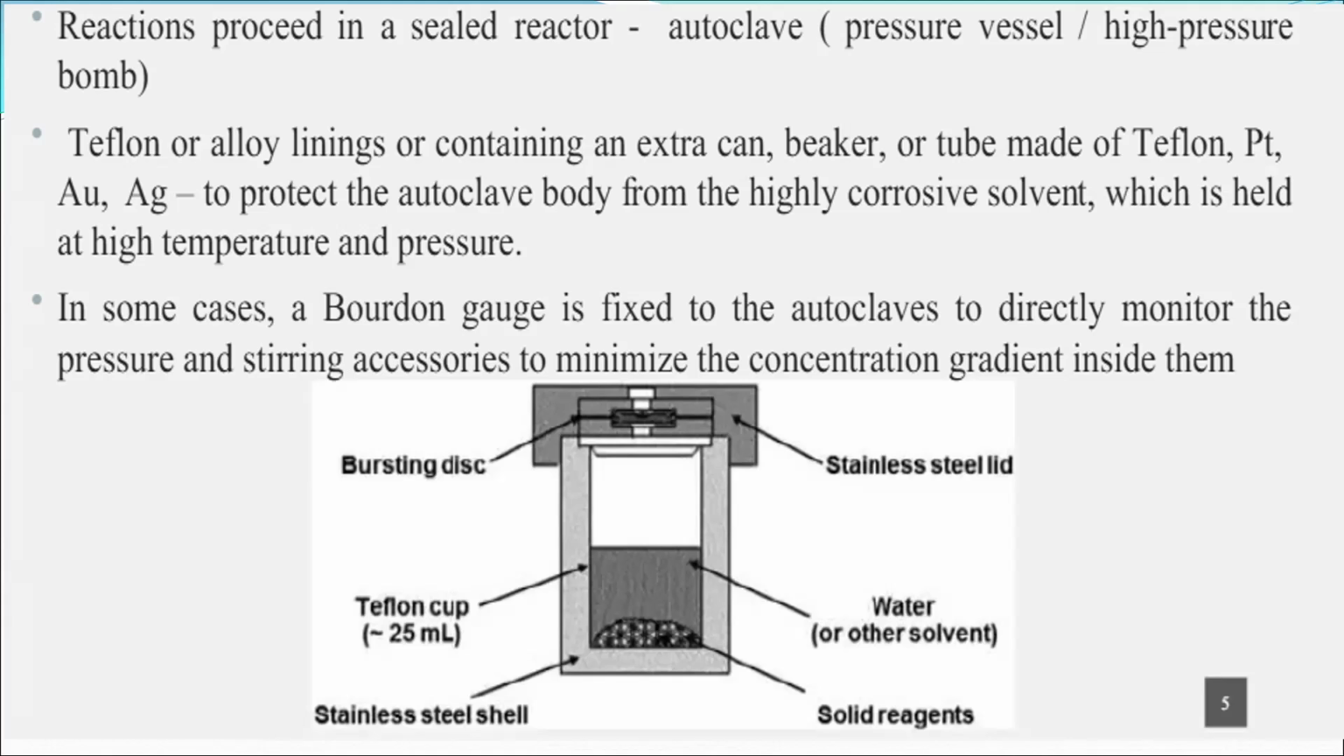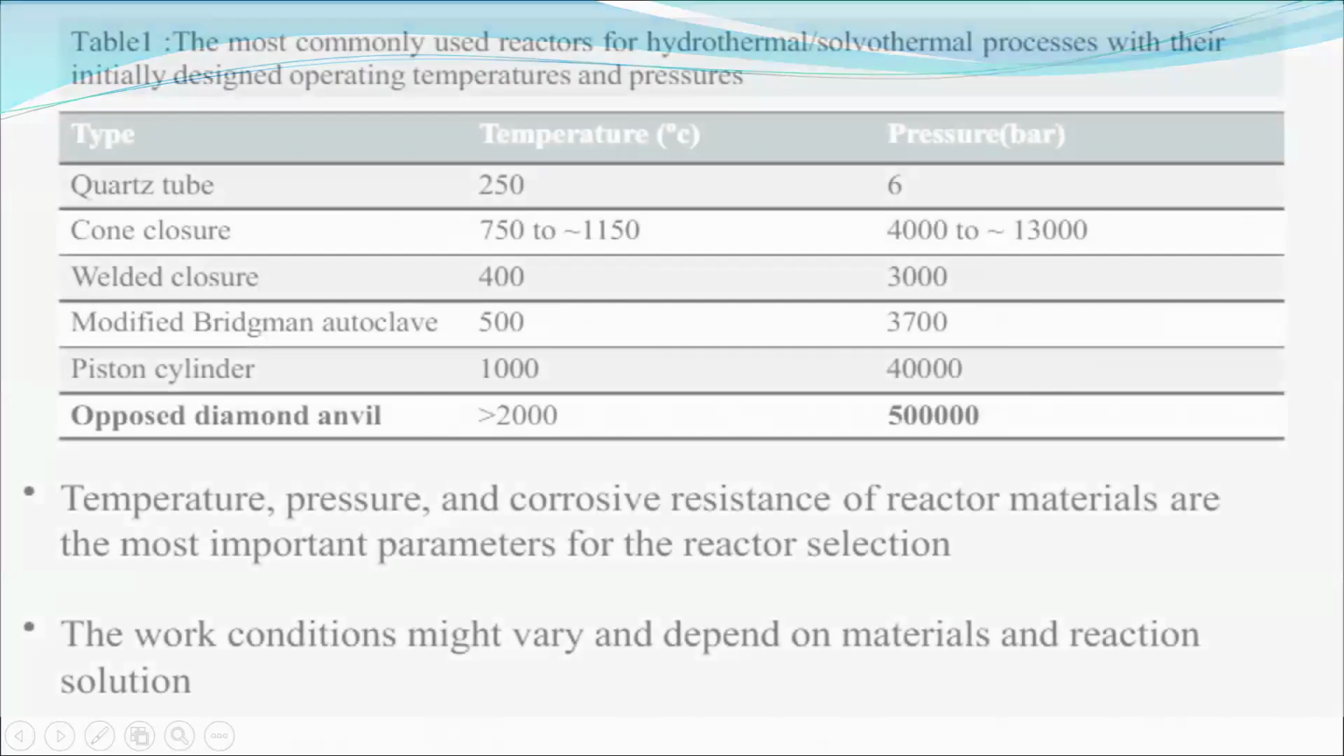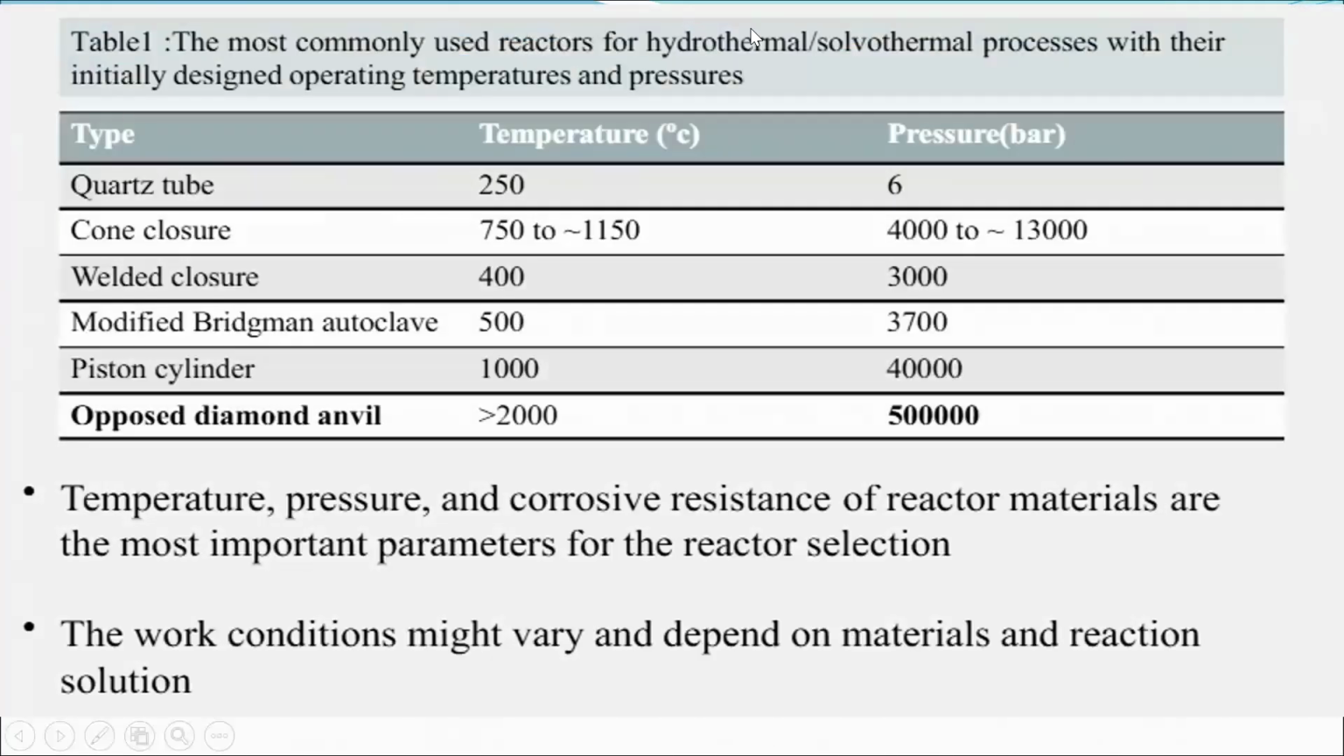Okay, so in some cases a Bourdon gauge is fixed to the autoclaves to directly monitor the pressure, along with stirring accessories to minimize the concentration gradient inside them, while preparing the nanomaterials. This is another method. Some temperature and pressure measurements are given here.